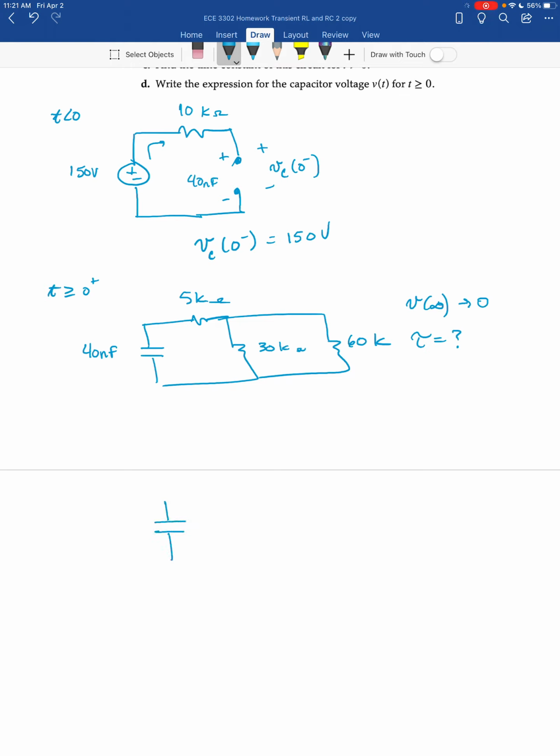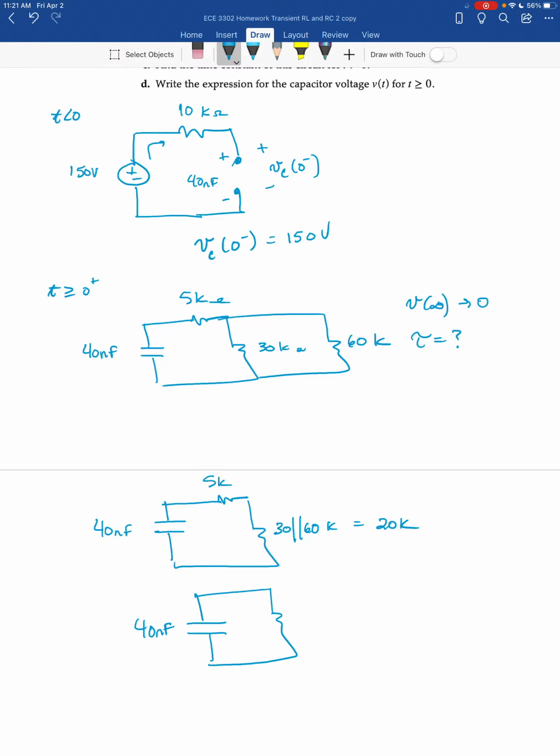So in order to get tau, we have to reduce down to a single capacitor and a single resistor. So we'll have 40 nanofarads. And let's see, keep our 5K here. And the 30 is in parallel with the 60, so that'll give me 20K. And then I can do the series combination there, which will give me 25K.